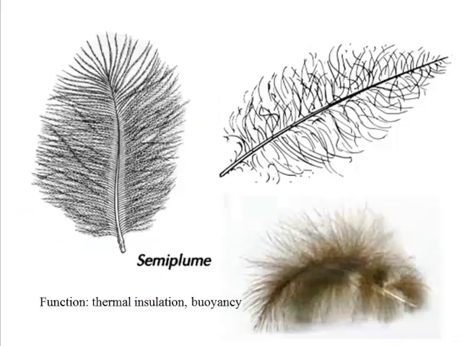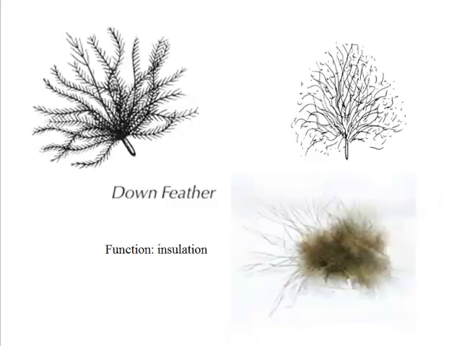So semiplumes, that's our second one. Now remember, semiplumes have barbs, but the barbules lack hooklets. Therefore, there's no interlocking of barbs. The rachis is still longer than any barb. The function of these is primarily thermal insulation and to increase buoyancy in water birds, so they have lots of semiplumes. Semiplumes grow out of the apteria, right? The undistinguished feather tracts, not out of the pterylae. So that's cool. And that's a difference between contour and semiplume. Down feathers.